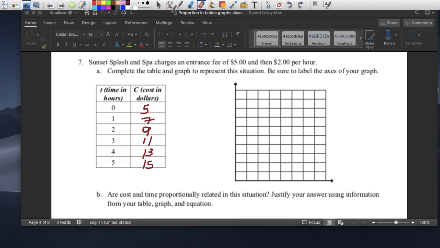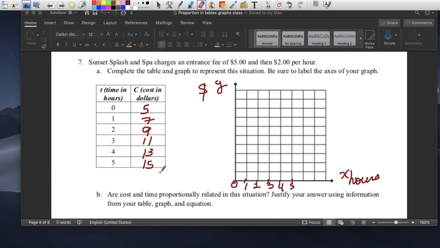a proportional table. Okay, and we are going to graph this, and you will see that visually it's not going to go through the origin. So again, hours will go here, money will go here. This is my x and this is my y. So let's start. Well, 0, 1, 2, 3, 4, 5. I'm going to go 1, 2, 3, 4, 5, and make a little line here.